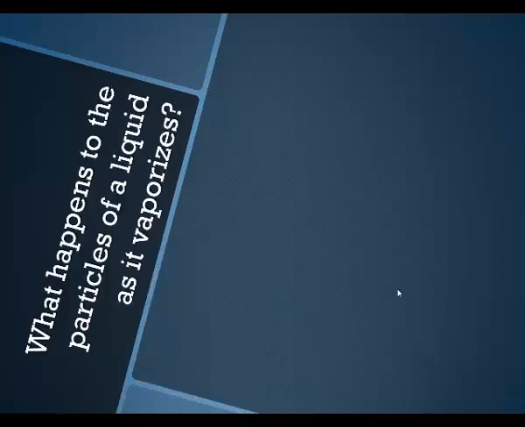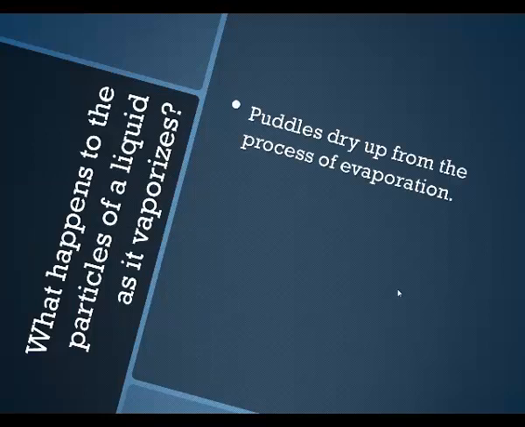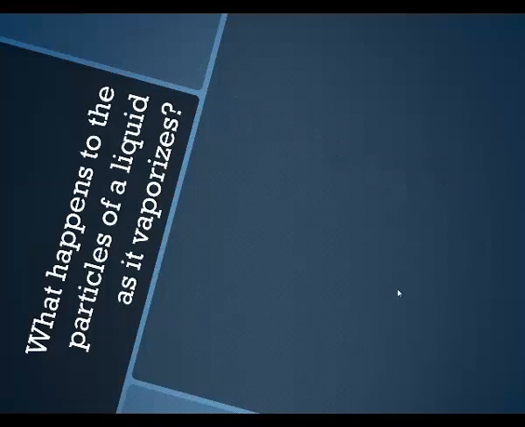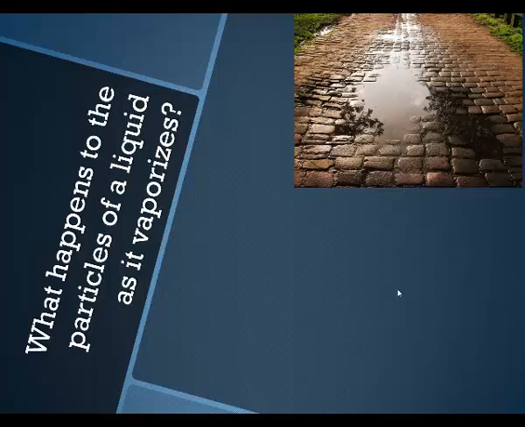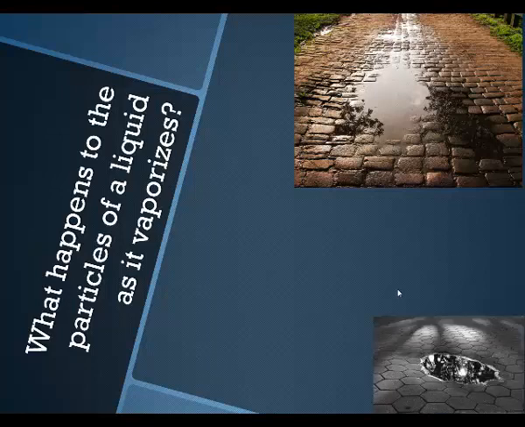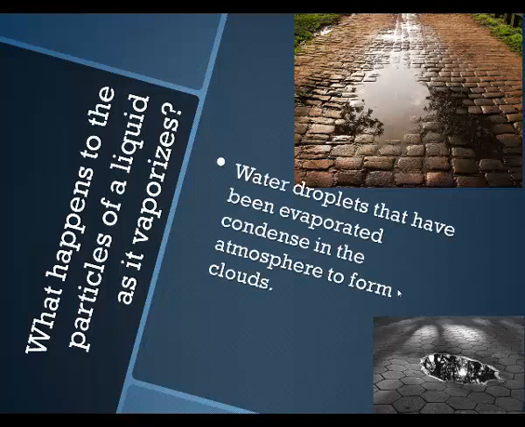What happens to the particles of a liquid as it vaporizes? Puddles dry up from the process of evaporation. Many of us have seen this before. After a good rain, we'll have puddles on the ground as the external atmosphere gains heat energy, or gains thermal energy, from the sun. Those puddles will actually absorb that thermal energy. That thermal energy will promote evaporation, and those puddles will slowly dry up. So the water droplets that have been evaporated can then condense in the atmosphere to form clouds.